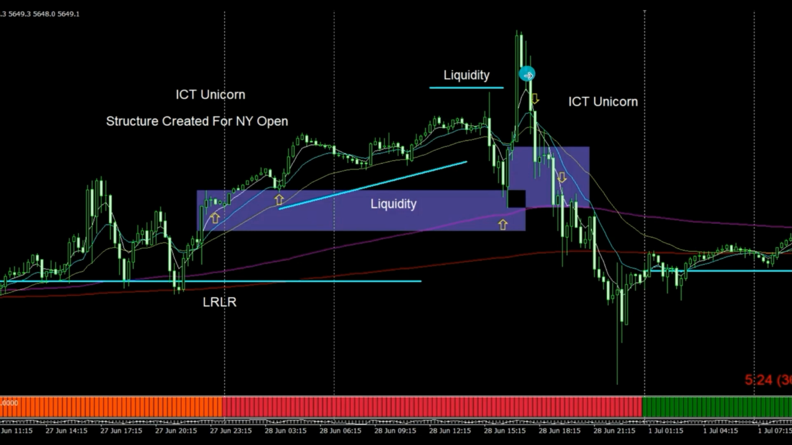Then price shoots all the way up, taking out the pre-New York high and the London high. Then price moves to the downside and creates an order block here. Then price creates another fair value gap that engulfs this order block. Once price dips back into this fair value gap, that is your entry.